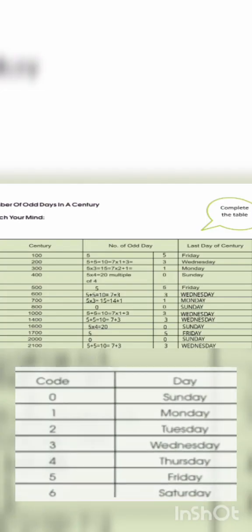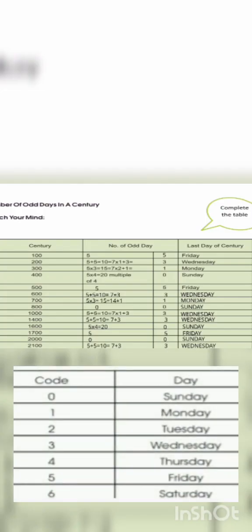Now let's calculate the number of odd days for multiple centuries. As we have previously learned, if we are given 100 years, then the number of odd days would be 5, and the last day of the century would be Friday. And now for 200 years, we will do 5 plus 5, that gives us 10. Now 10 can be written as 7 plus 3.